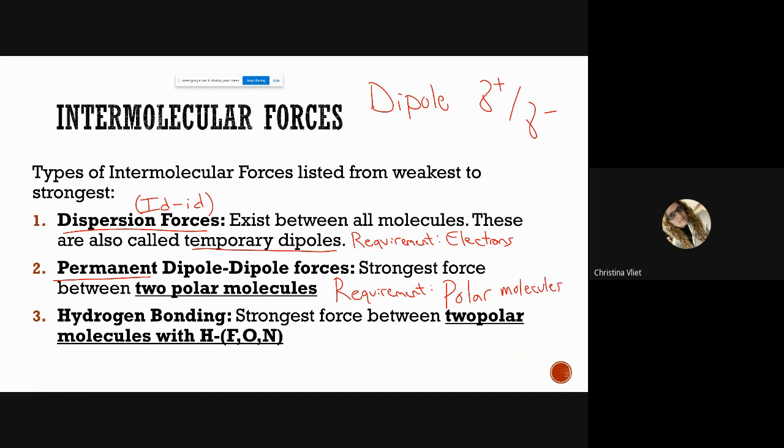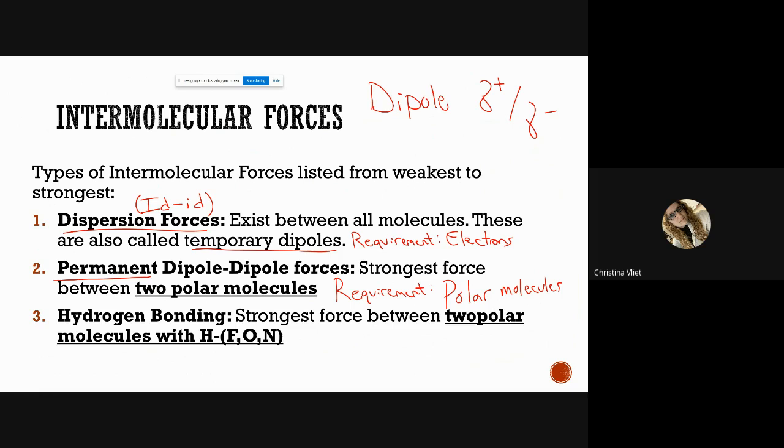So you're going to want to write that down, which is why I said at the beginning of today, you have to understand polarity to understand everything that comes next. Because the requirement for you to have a permanent dipole force between two molecules is for you to have polar molecules. So we're going to have to review that, right? Polar molecules. And you need a minimum of 2, because remember, it's the attraction between multiple molecules.